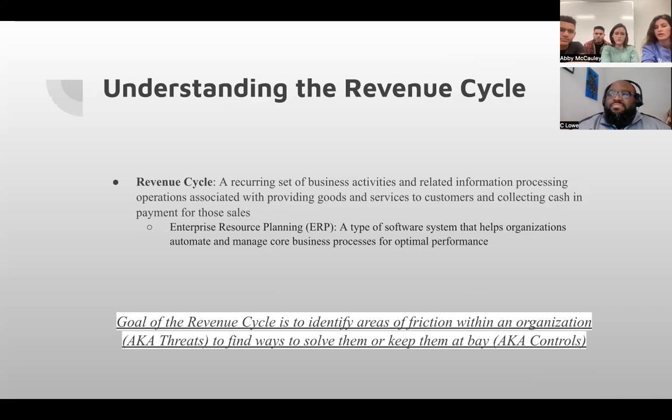The goal of the revenue cycle is to identify areas of friction within an organization, aka what we call threats, and to find ways to solve them or keep them at bay, aka what we call controls.